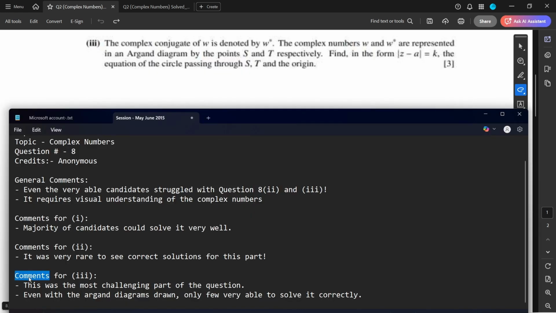Over here are the examiner comments for the third part, that this was the most challenging part of the question. Why am I saying this? Because in the examiner report they had mentioned that even for this part, in spite of drawing the Argand diagram, only a few were able to solve the whole question correctly. In part 2, there were either no attempts or a lot of different incorrect attempts by different students. But for part 3, in spite of drawing an Argand diagram for a rough idea, people were still not able to solve this completely. Now let's see how we can solve this.